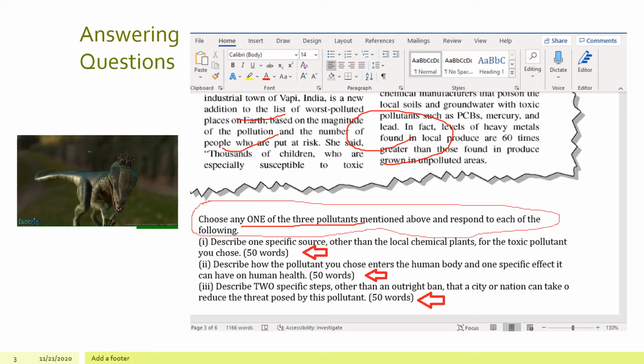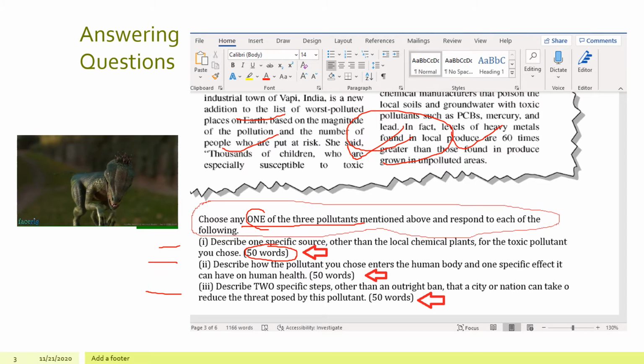This one says choose one of the 3 pollutants that were mentioned in this article, and then use that pollutant as the background to answer these 3 questions. So there's going to be 3 parts to this particular one, if you see a question like this. And notice that I gave you a word count. So I expect this to be about a 5-sentence paragraph.